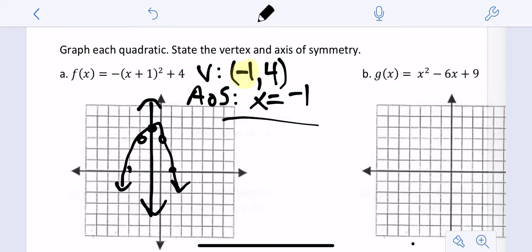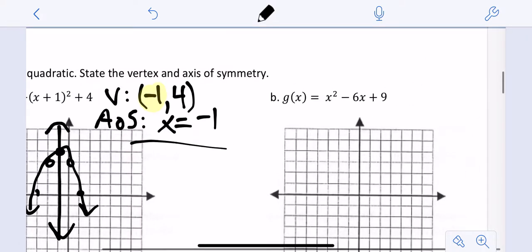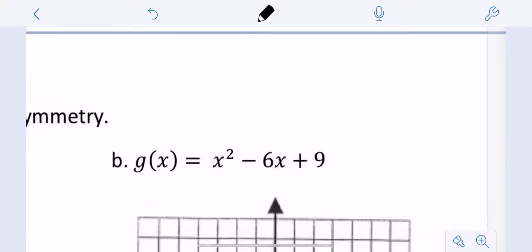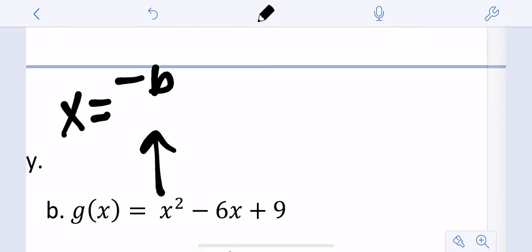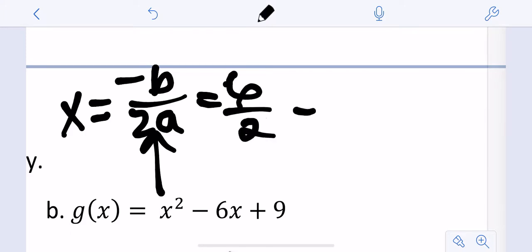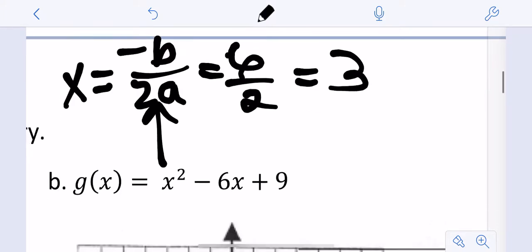Now, to find your vertex and your axis of symmetry, if you're not given it in vertex form, there's two different ways you could do it. So I'm going to do it both ways so we know the difference. The first way is to use the vertex formula, which remember is just the quadratic formula without the plus or minus and the radical, right? So -b/2a, which in our case would be 6/2. So that would tell me that my turning point's at 3.